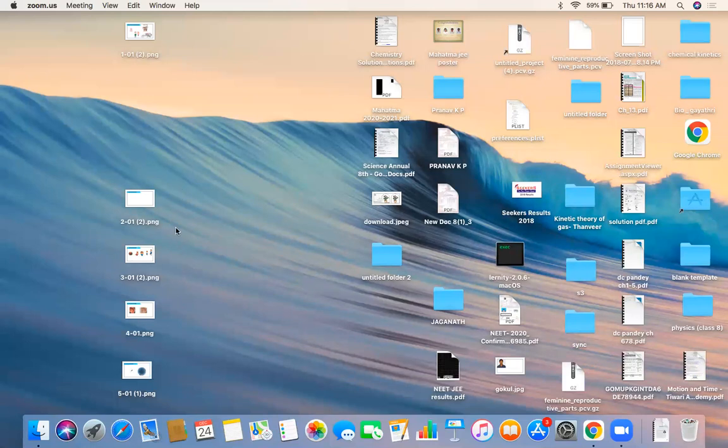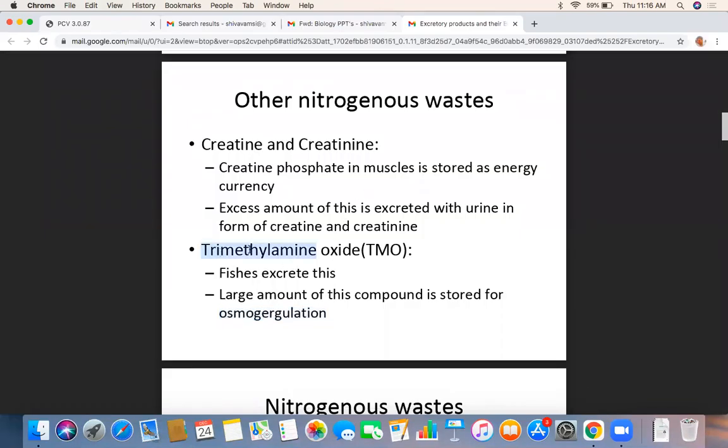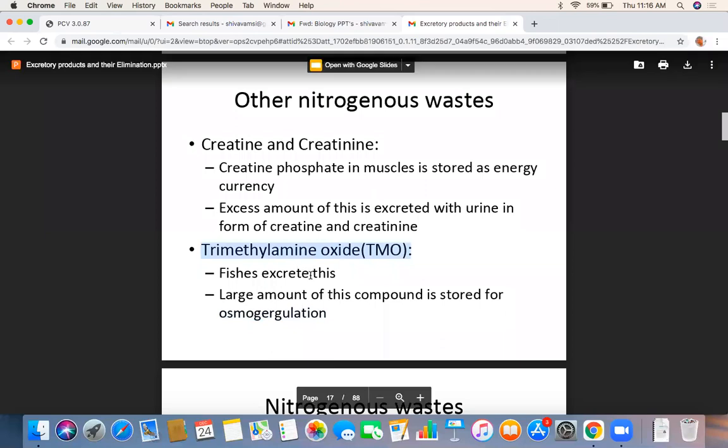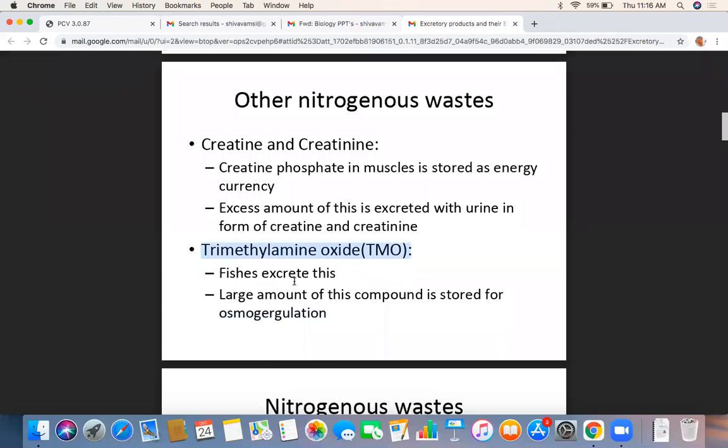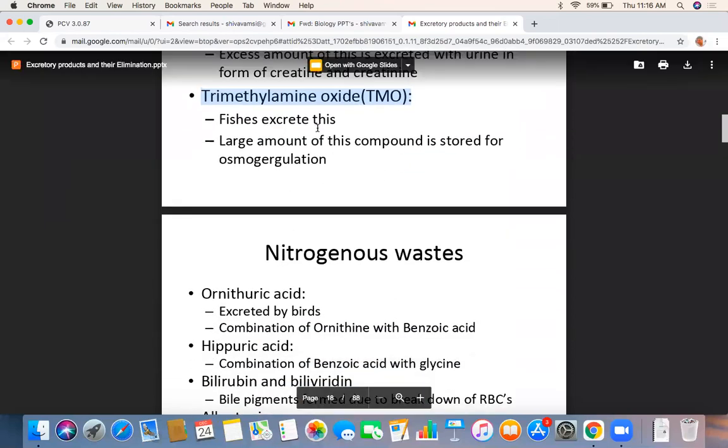Okay, so she was trying to tell this way that fishes are covered by scales. We are not talking about all fishes. There are some fishes which will require this kind of system, TMO, as a backup copy. This is not a prevalent thing in all the fishes, but trimethylamine oxide is one of the wastes which is produced by some fishes. Many marine organisms will excrete this.